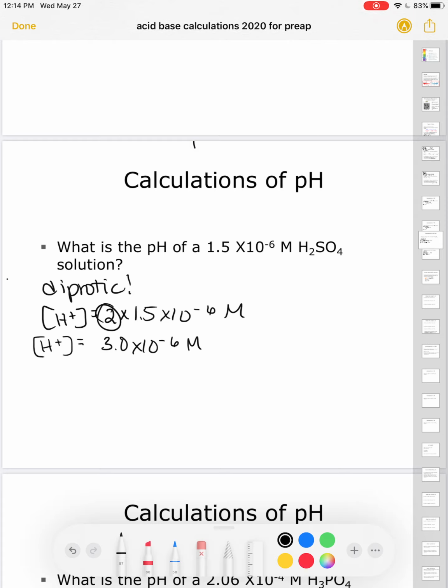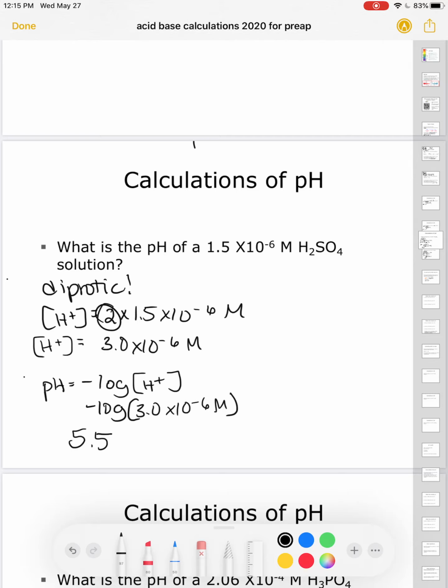So your pH is going to be the negative log of that H plus concentration. Okay, so negative log of 3.0 times 10 to the negative 6 molar. Okay, and that is going to get you a pH of 5.5. Okay, so it's still acidic, but not very acidic, because my exponent is 10 to the negative 6.